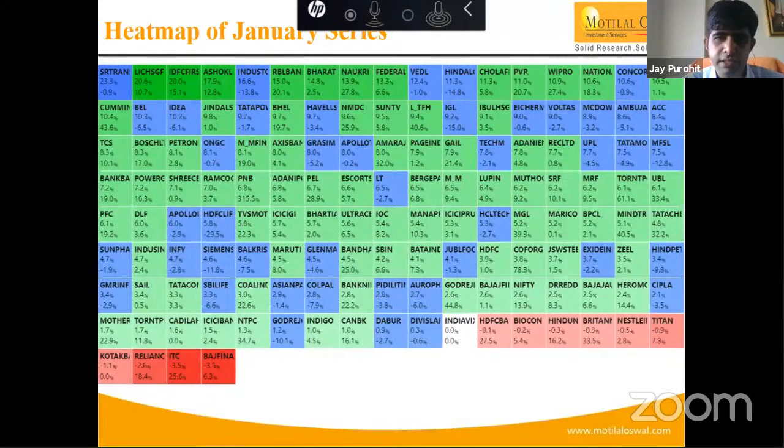In Naukri, we are seeing a good amount of long build-up. Then PVR, some longs are there. Wipro, a good amount of longs are there. Cummins, good long build-up is there in BHEL, NMDC, L&T Finance. So all these counters are witnessing a good amount of long build-up, and thus, if you see a dip in such counters, then you can look for buying opportunities.